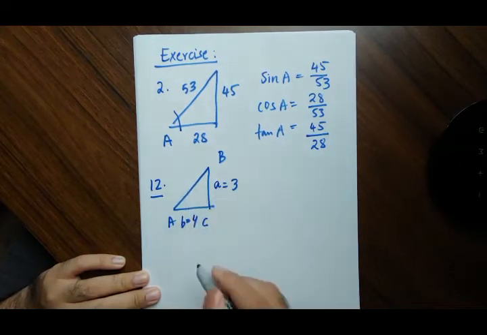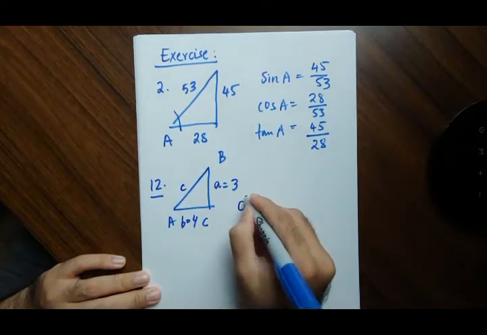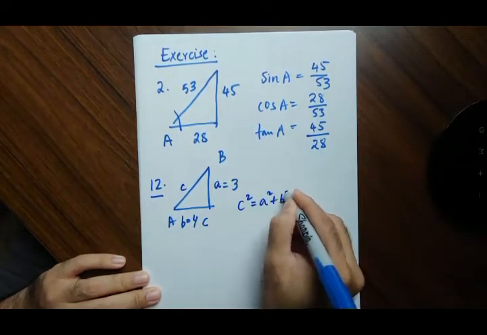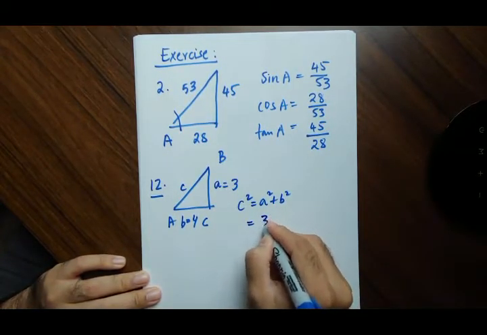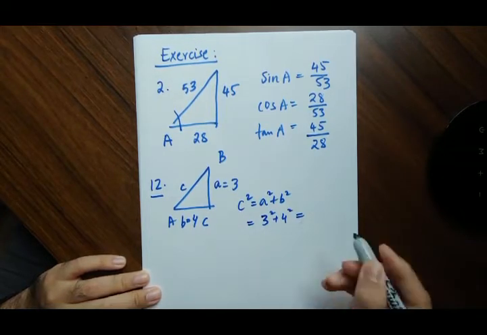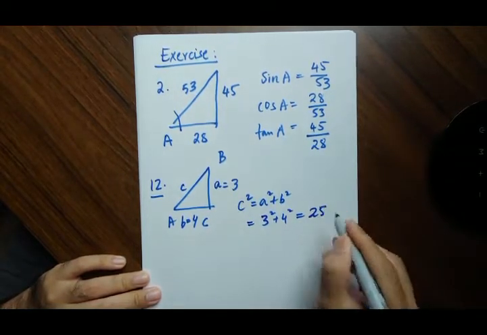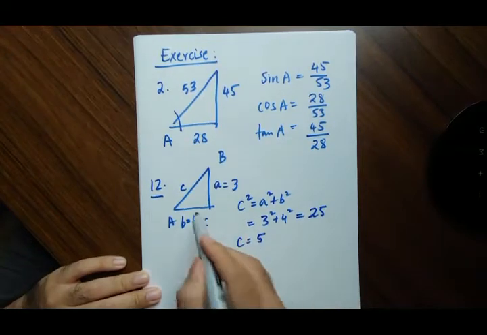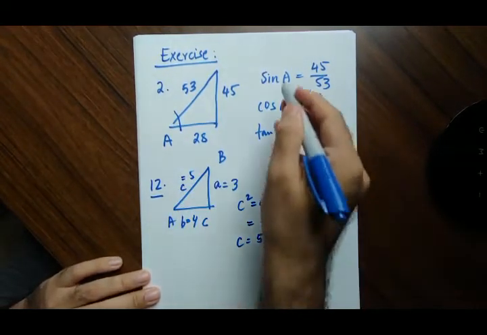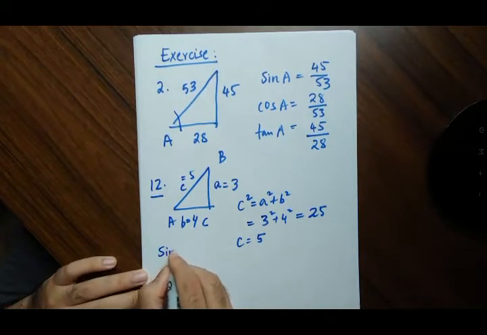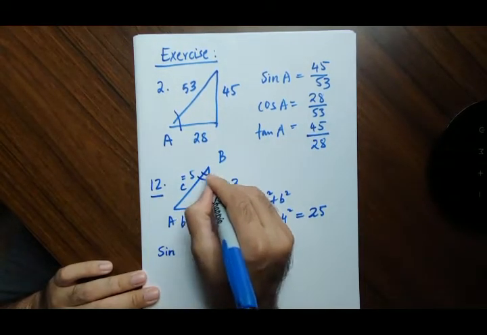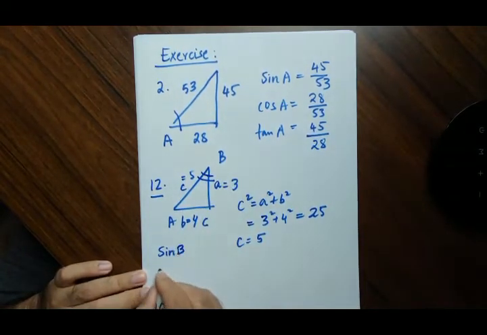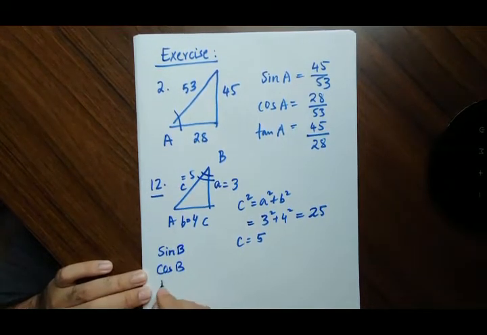I can find this side because this is small c, and c squared is equal to a squared plus b squared since it's a right angle triangle. So that would be 3 squared plus 4 squared, which is 25. So c should be 5. Now I know c, that's 5. Now it's just a matter of writing the sine of angle B. They're trying to figure out the sine of B, cosine of B, and tangent of B.